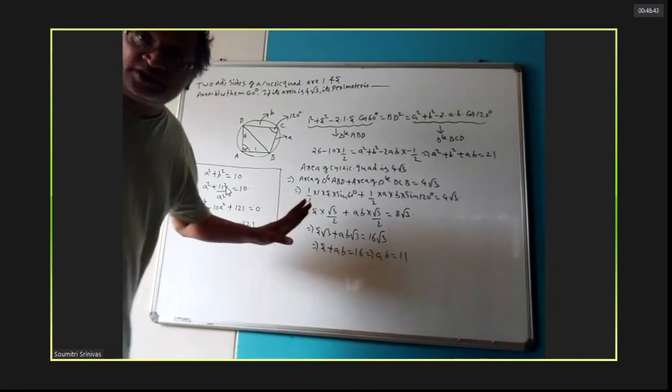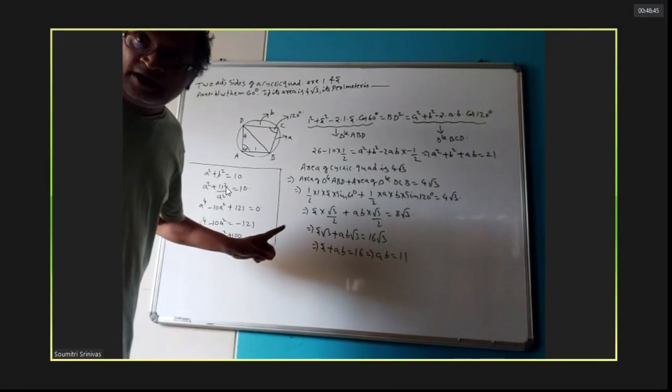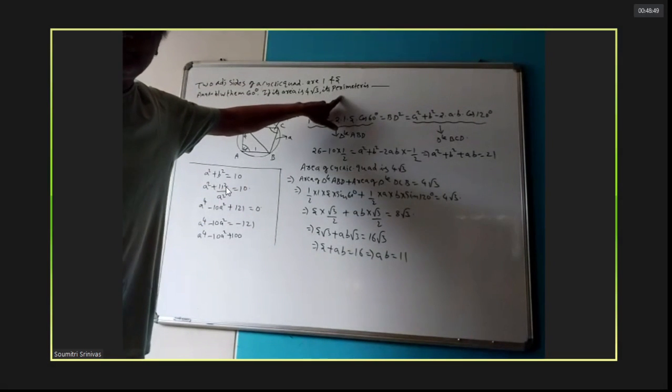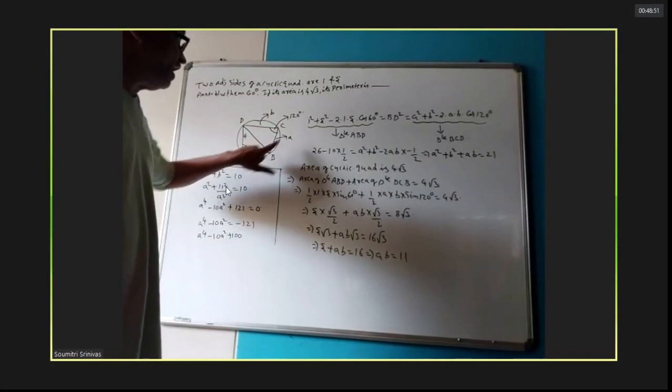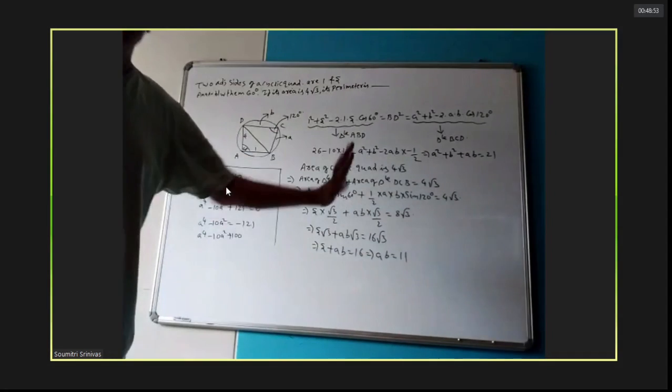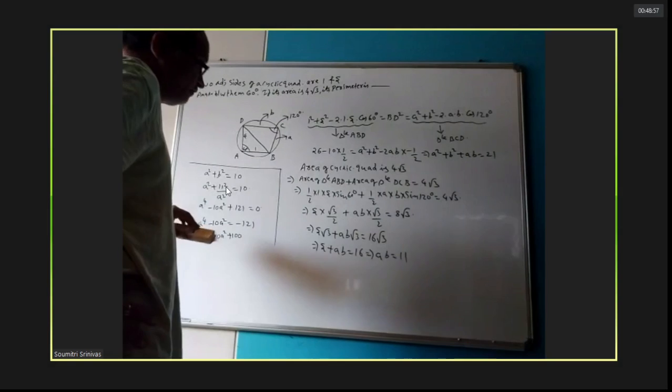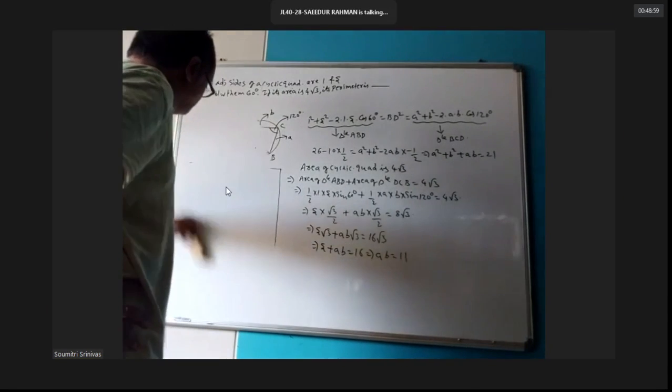See, I'll tell you the procedure. Once you get the values of A and B, can you find out the perimeter? Perimeter is the sum of all the sides. Add all of them, you'll get the perimeter. That's a method. Some mistake somewhere. Can I clear this off? Yes, sir.